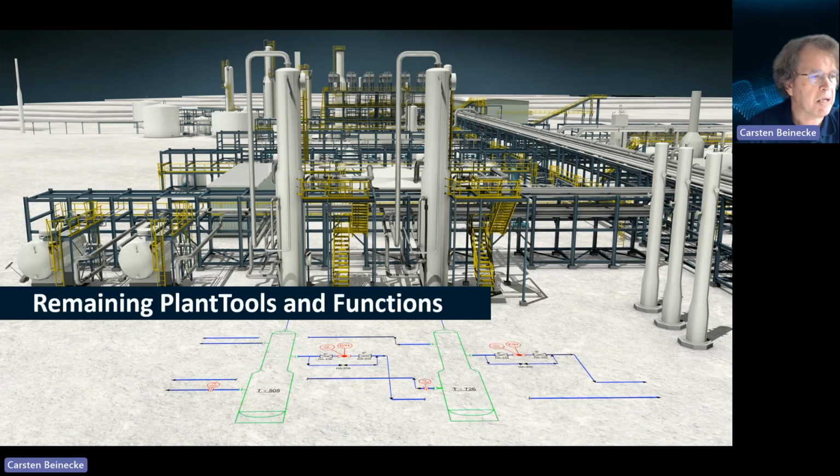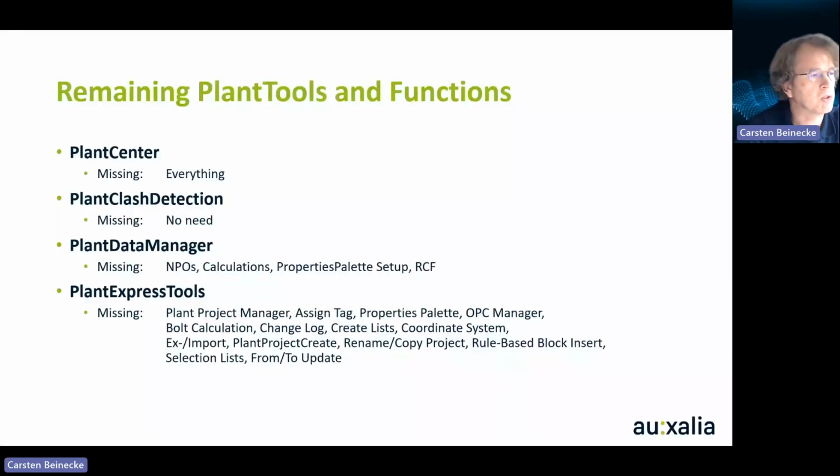Okay, the remaining Plant tools and functions can mostly be retrieved from the slides before. In Plant Center, essentially everything, although I'm not quite sure how long we will support Plant Center, the whole downloading of projects and so on has to be implemented. For Plant clash detection, nothing is needed because it just runs in Plant 3D. There are some settings, but they are stored locally, and there are no configuration files for Plant clash detection.